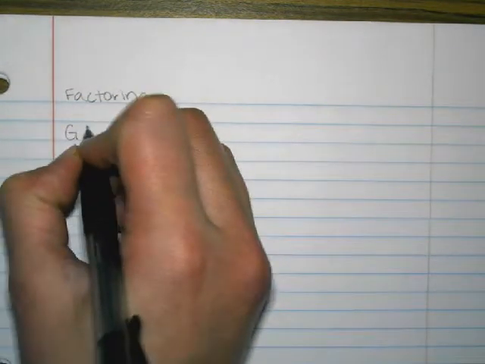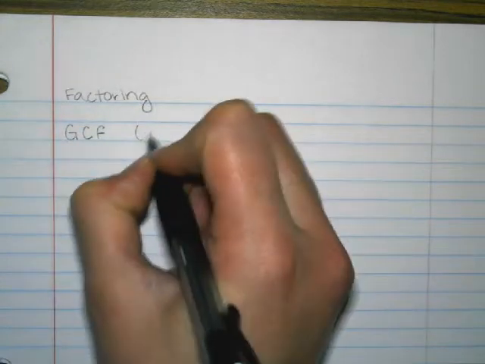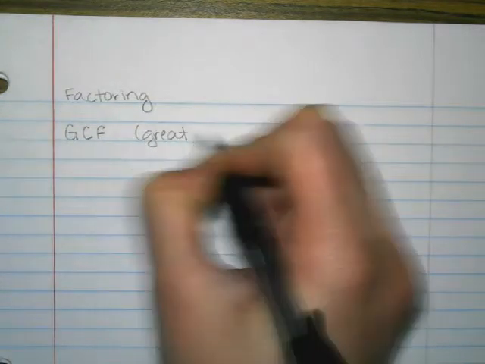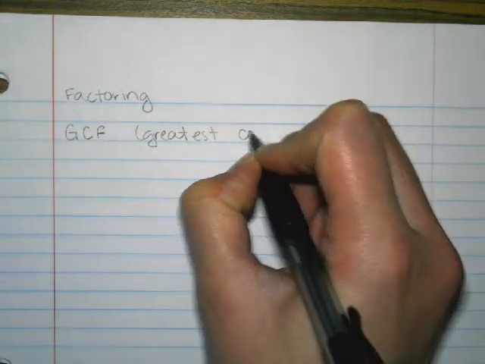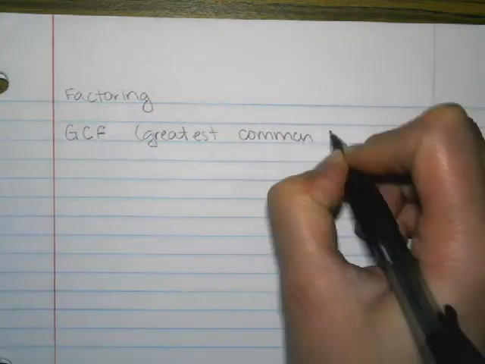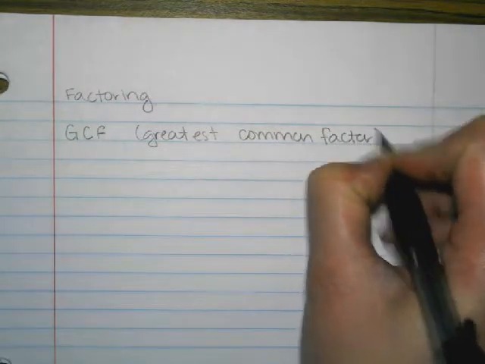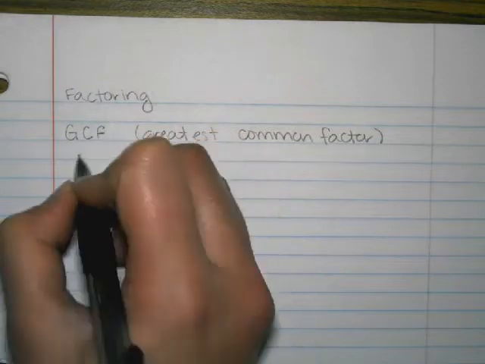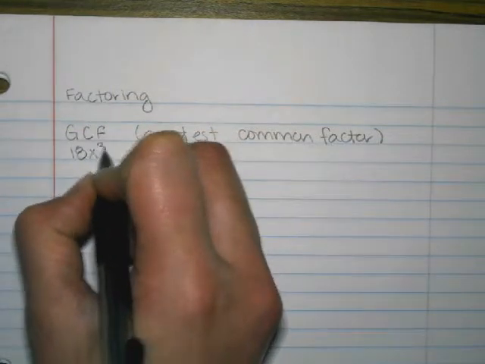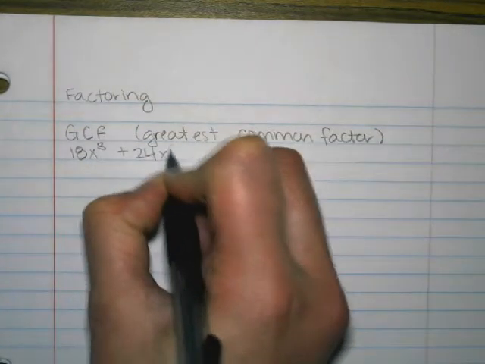Alright, this video is going to be a review of factoring. So there's a few different types. The first type of factoring is taking out the greatest common factor. And I'm starting with this type of factoring because whenever you're factoring any problem, that is the first thing that you always want to check for.